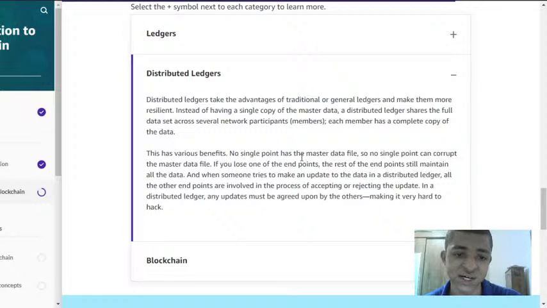And when someone tries to make an update to the data in a distributed ledger, all the other endpoints are involved in the process of accepting or rejecting the update. In a distributed ledger, any updates must be agreed upon by the others, making it very hard to hack.